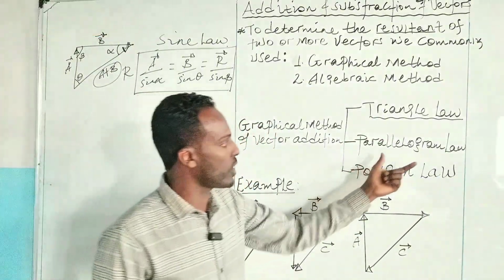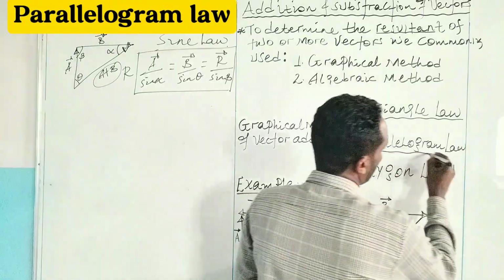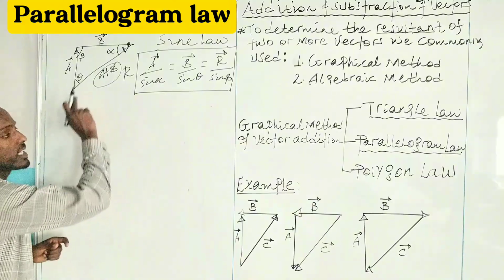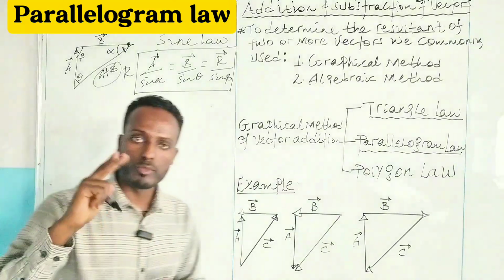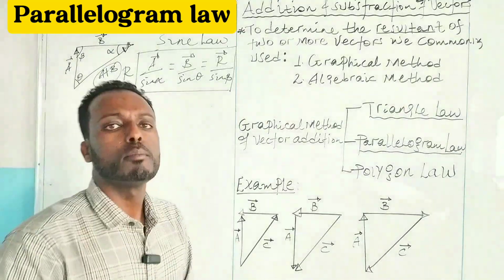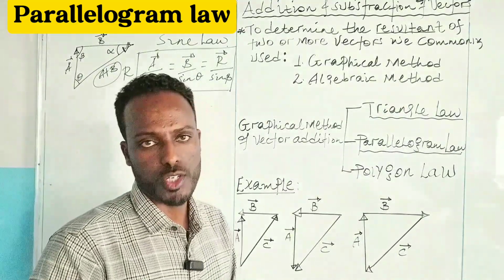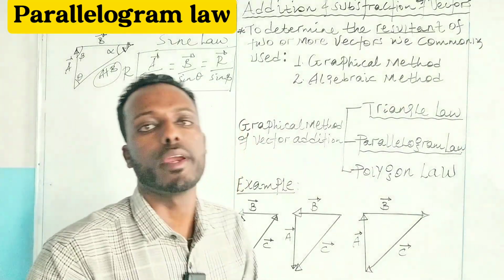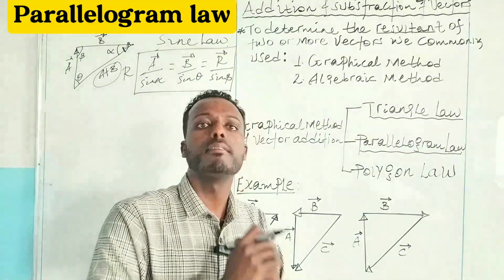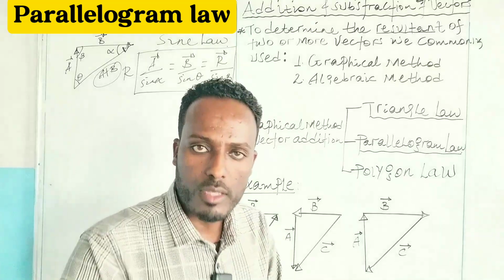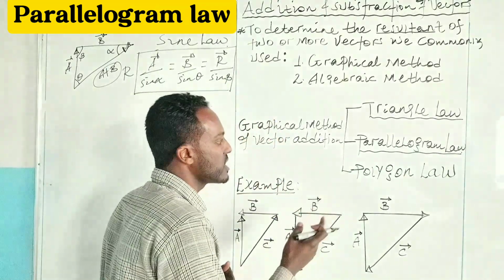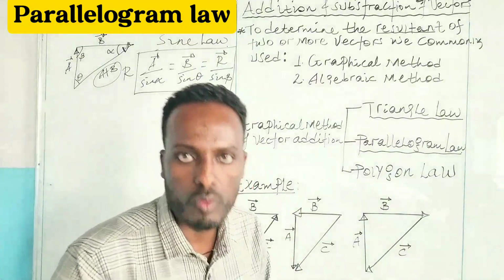Let's proceed to the second one, which is the parallelogram law of vector addition. In the case of the triangle law of vector addition, we have to connect the two vectors head to tail, right? Under the parallelogram law of vector addition, we have to combine the two vectors tail to tail, and the arrow drawn from the tail of the two vectors to the opposite corner of the parallelogram represents the resultant of the two vectors.